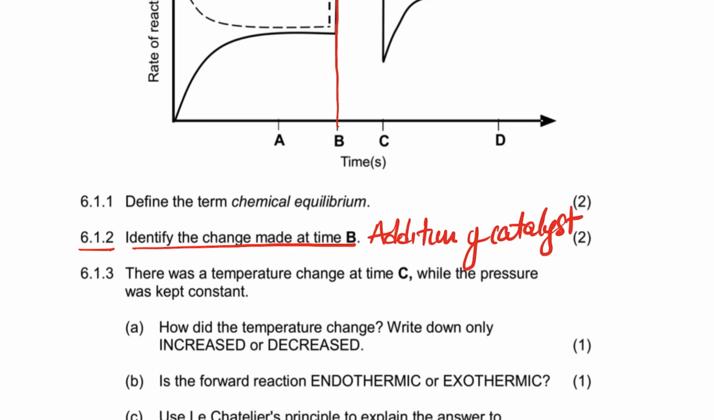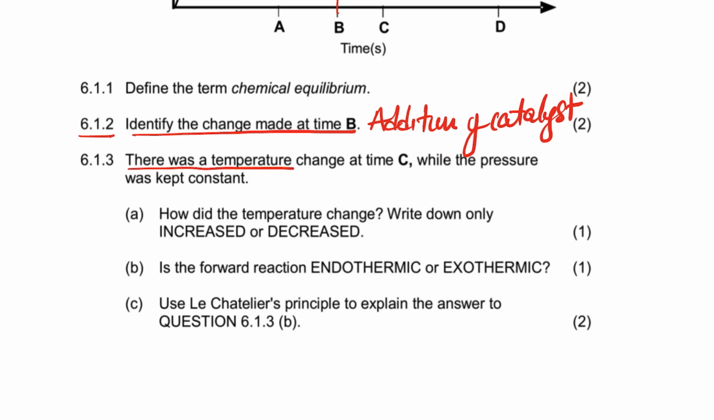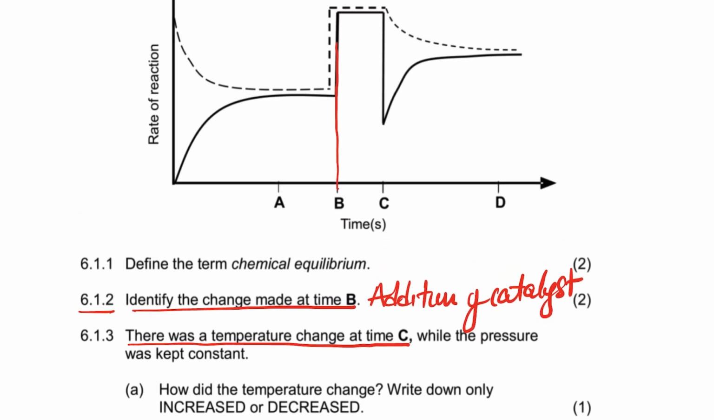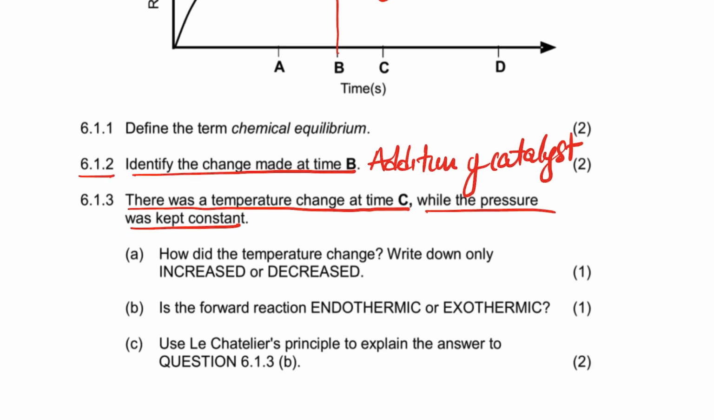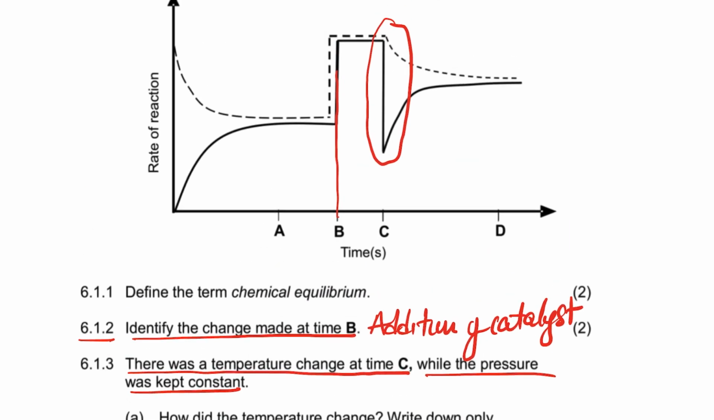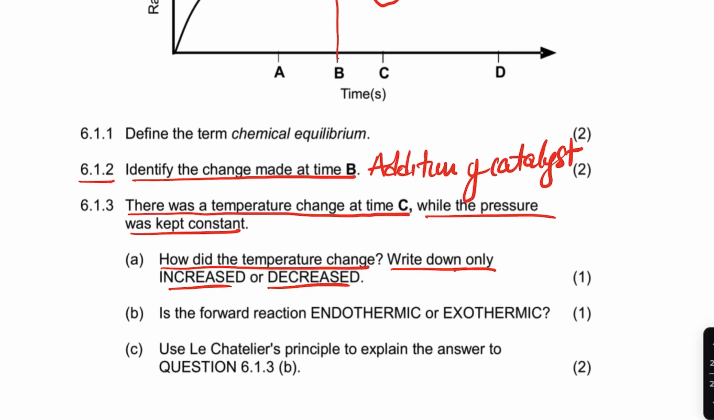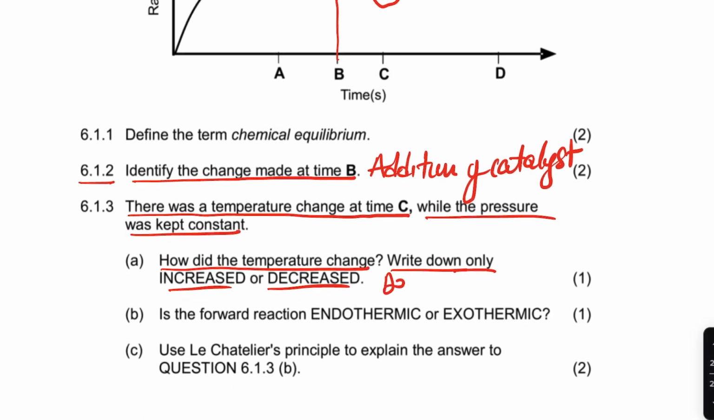Right? Now it says when there was a temperature change at C. Do you see? They're telling us at C there's a temperature change there, while the pressure was kept constant. Now A, it says what did the temperature change? Write down only increase or decrease. So the temperature change here, as I've mentioned, is a temperature decrease because both rates are decreasing, but one decreases more and one decreases less. So it's a temperature decrease, right?